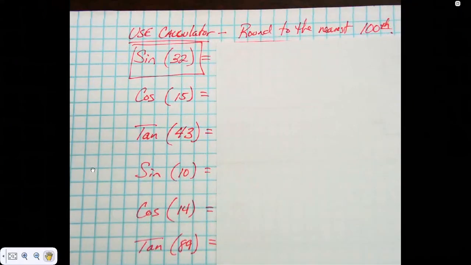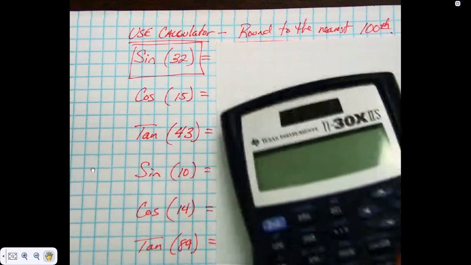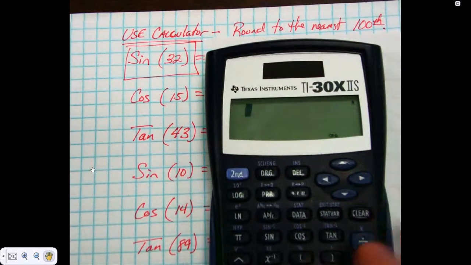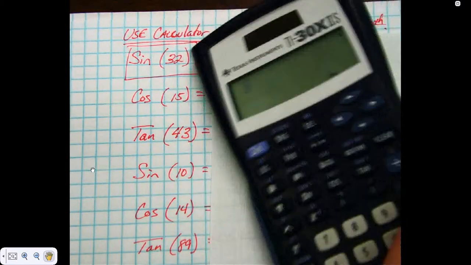Understand how to do these. Okay? How to put them into your calculator. If you have a calculator like this, it's pretty easy. But those of you using your iPhones, I'll need to borrow somebody's iPhone so I can show you how to do that. As you can see, there is a sine button.